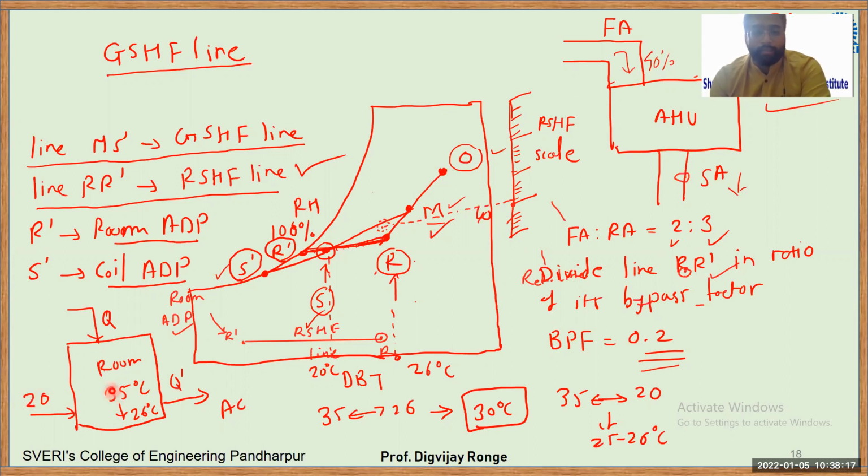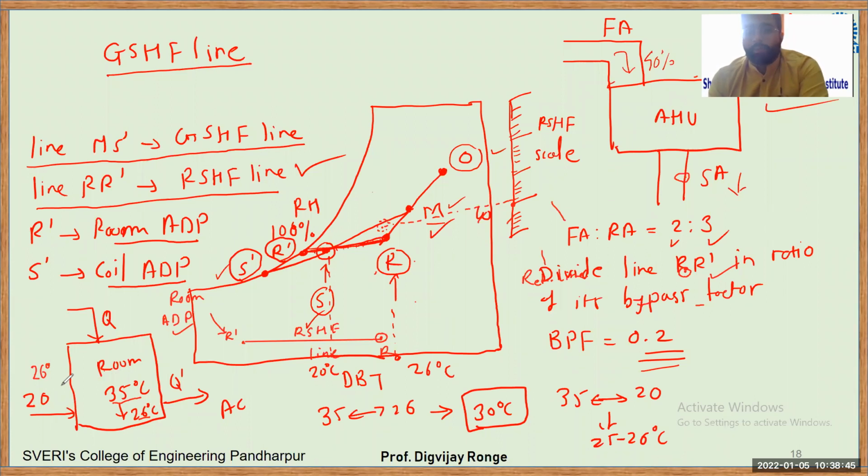So what I'm saying here, actually, we have to drop the temperature from 35 to 26. Now in this case, if I supply the air at 26 degrees Celsius, the temperature I will get at the room is between 35 and 26. So I may get a temperature of 30 degrees Celsius. I will not get a temperature of 26 degrees Celsius.